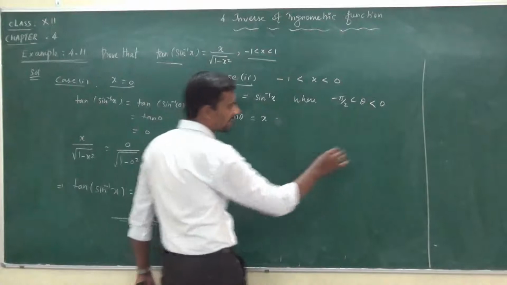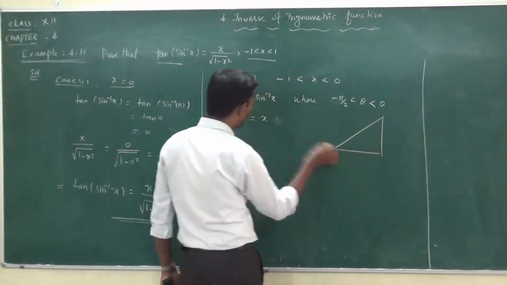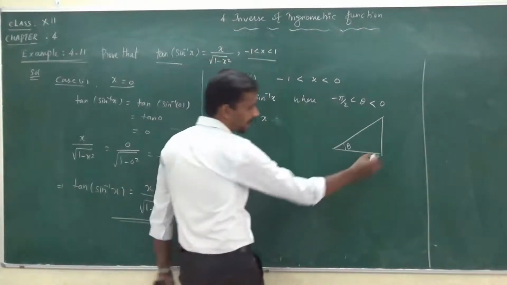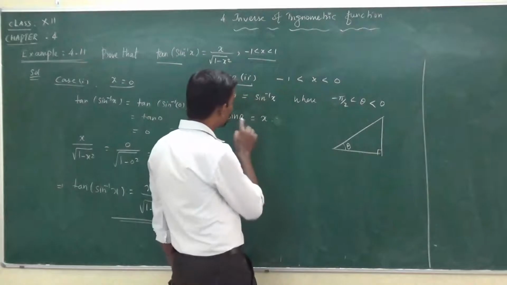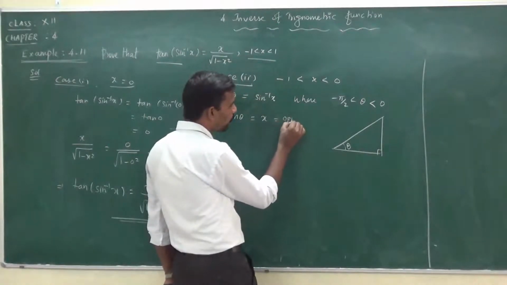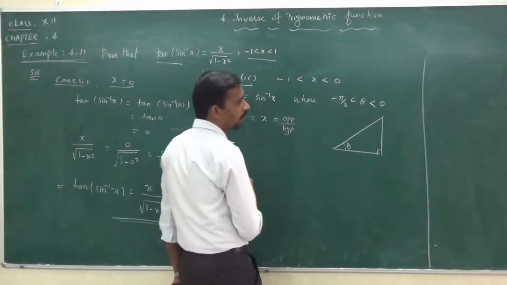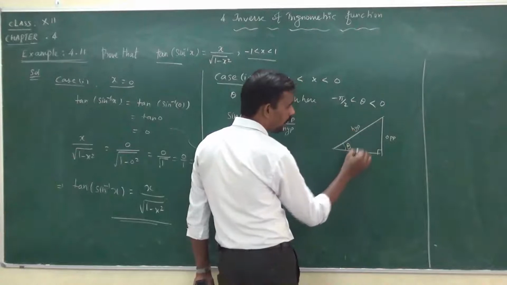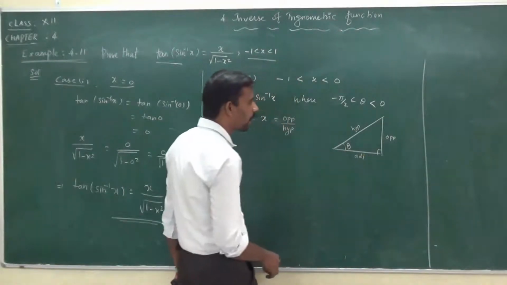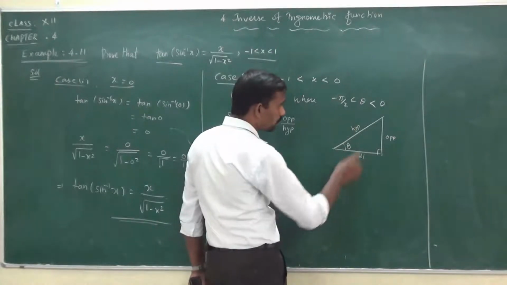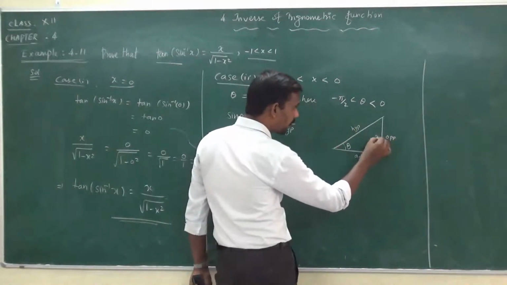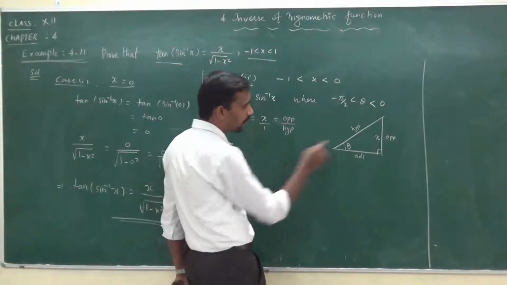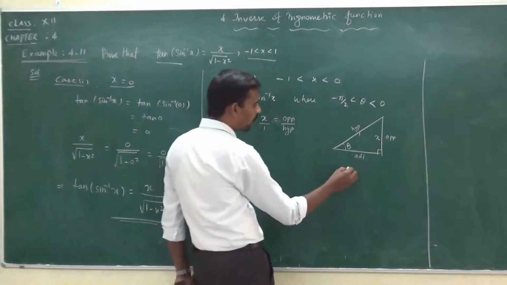But sin theta we can write it using a right-angled triangle here. Theta is an acute angle, and this is the right angle, 90 degrees. So sin theta we can write as opposite by hypotenuse. So this is theta, hence this is the opposite side, this one is the hypotenuse side, and this one is the adjacent side. Now, what is the opposite side? x, because x can be written as x by 1. What is the hypotenuse side? 1. Now we have to find the adjacent side.